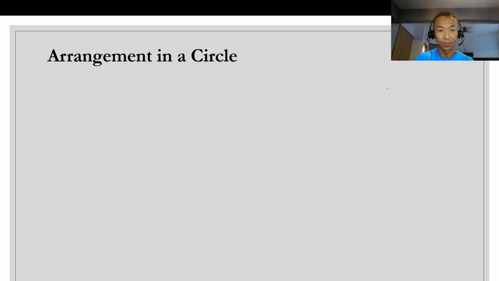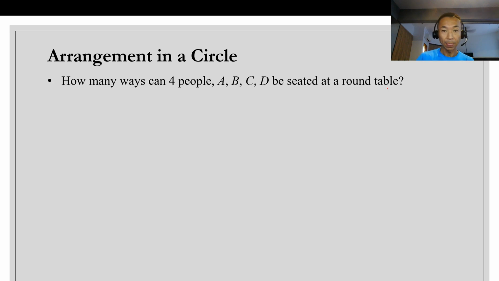Arrangement in a circle. Let's take a look at how we can find the number of arrangements if they are arranged in a circle. Now, let's use a simple example. How many ways can 4 people be seated at a round table? Now, the keyword here is round table, because if it were in a straight line, you would say, oh, okay, it must be 4 factorial if it is in a straight line or row, correct? Line or row, no problem, it's 4 factorial.